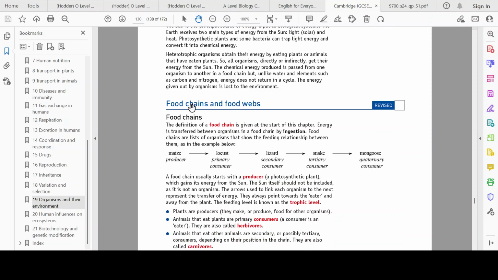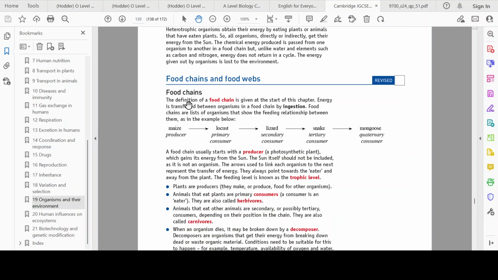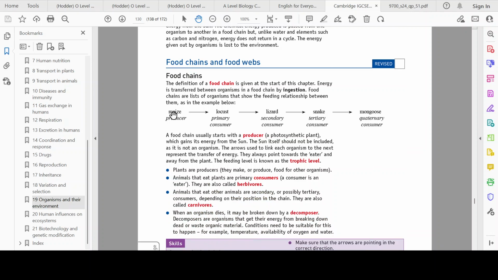So a food chain, for example, over here, right? You've got maize, which is a producer, so that's the first trophic level. Then you've got a locust, an insect that feeds on the leaves of the maize, so that's a primary consumer, right? Primary meaning first.